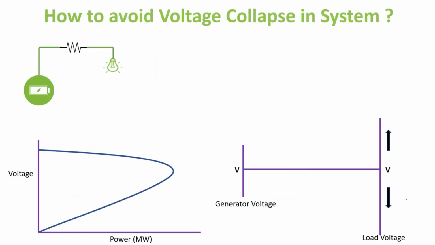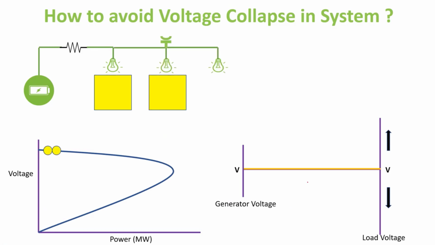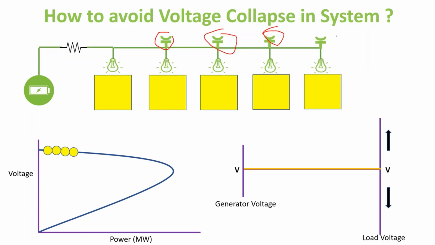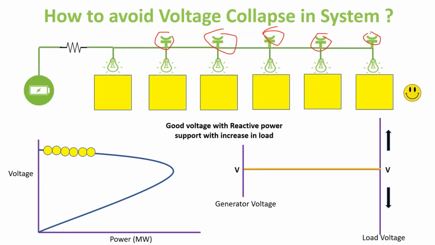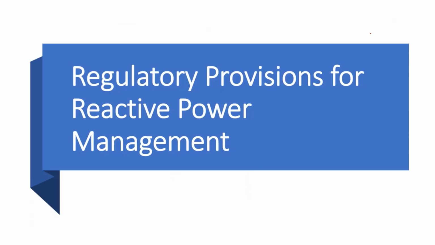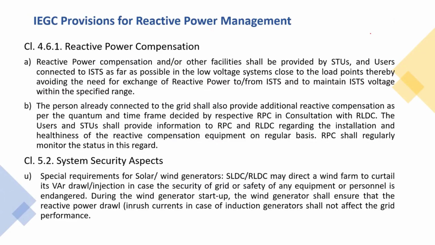So basically, I was telling you about the compensation. You need to provide a good compensation. Like here, in the same situation, you are providing a capacitor bank at each of these locations, so you don't face the voltage collapse situation. Coming back to this, I told you about how the voltage is being controlled in the system, right?